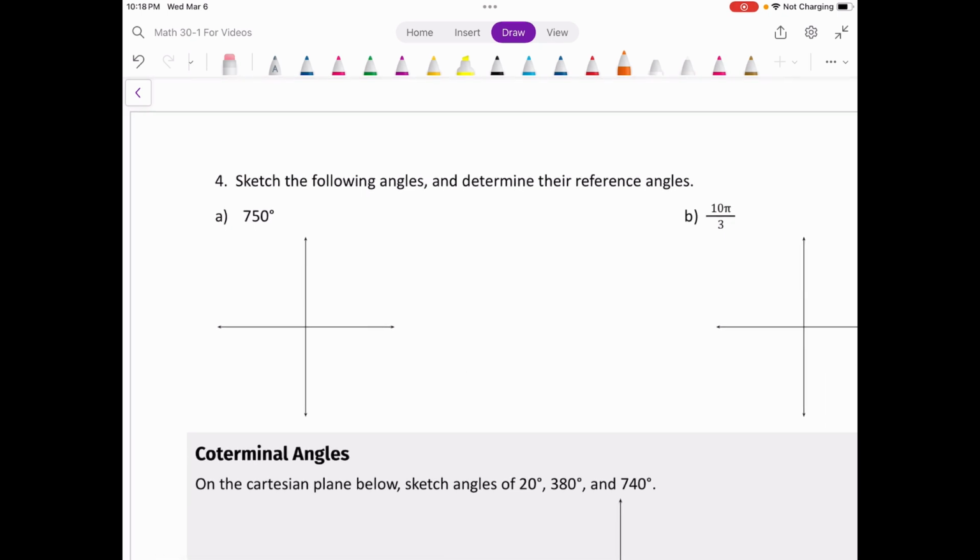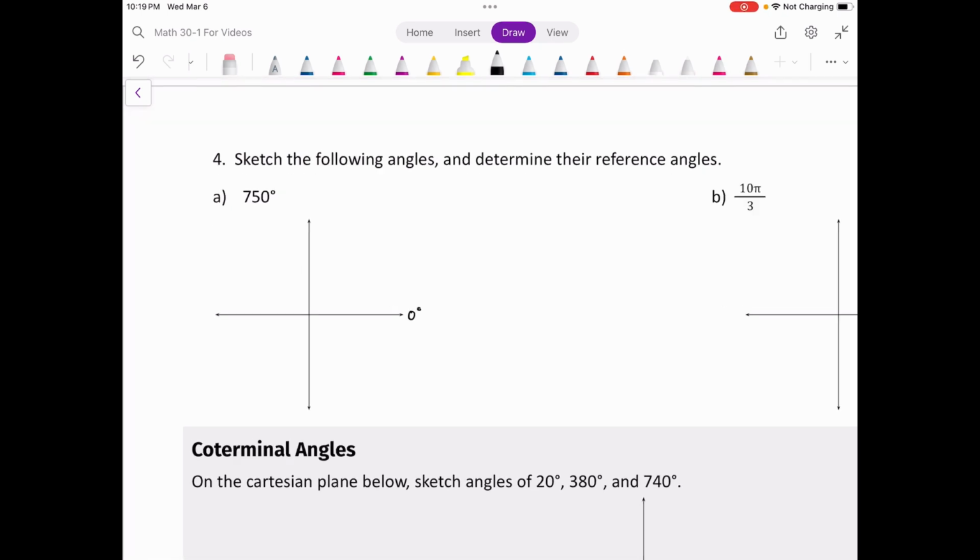Okay, let's try these ones out. It wants us to sketch these angles and find their reference angles. So this one's given to us in degrees, so we'll work in degrees. Like I said, we can work in whatever they give us. That's fine. It's not like we have to convert to radians. All I'm saying is don't be scared of radians, right? Work with them when you can, and you'll find that they become handier and handier over time.